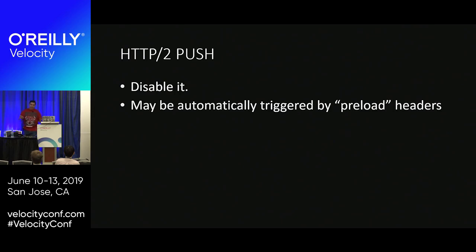A lot of servers can also be configured, and are by default, to automatically trigger push based on seeing link rel equals preload headers in responses. Unfortunately, people have really abused preload, so you end up seeing cases where servers are pushing 20 different resources, some of which may or may not be in cache. But the big issue with HTTP2 push is it doesn't actually make anything faster in the vast majority of cases.